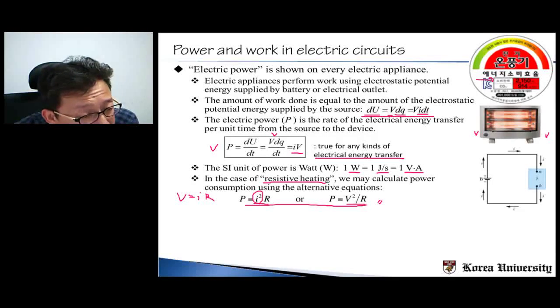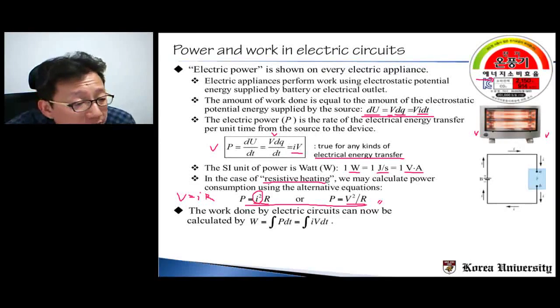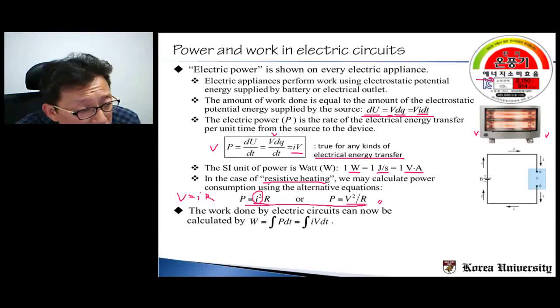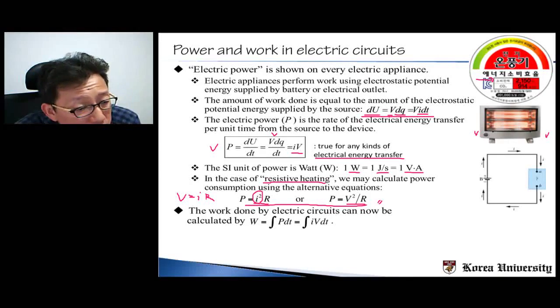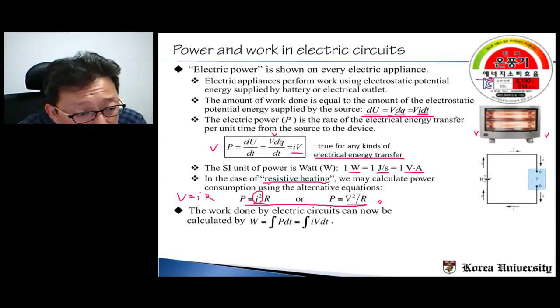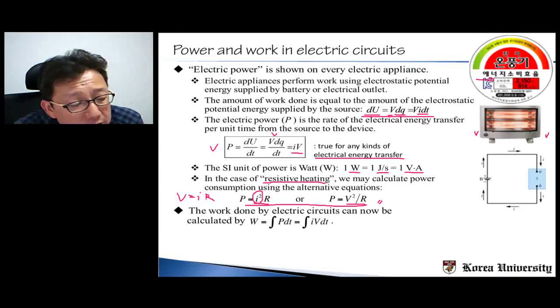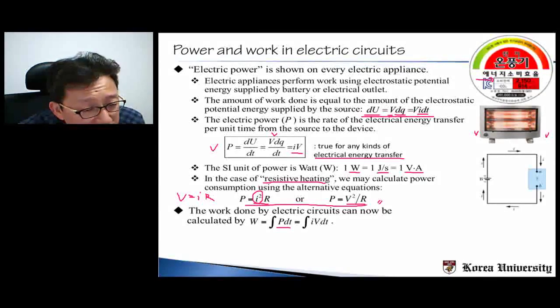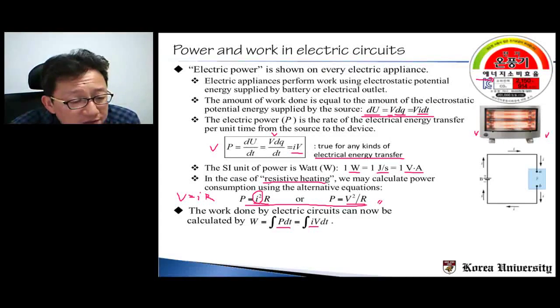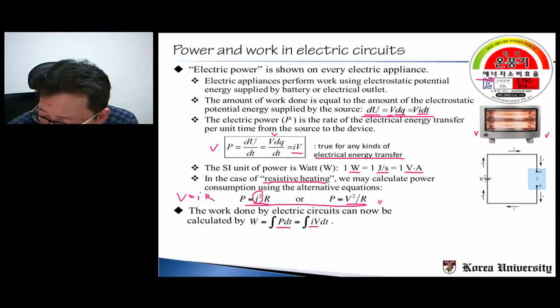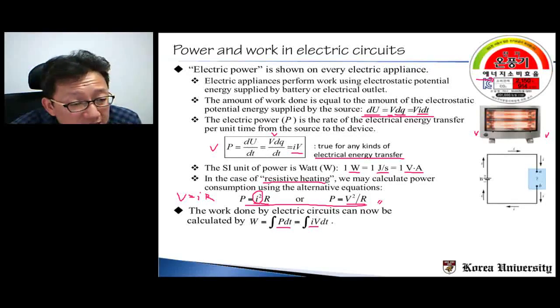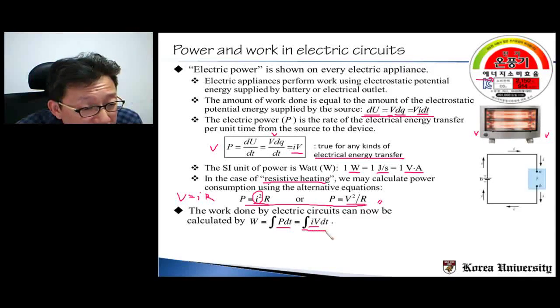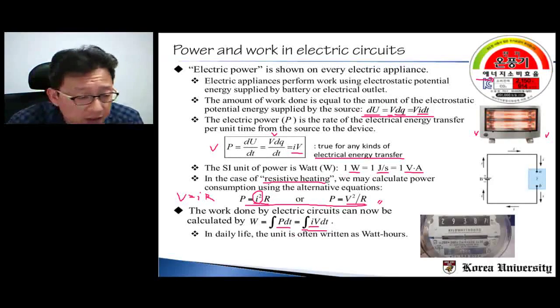Okay, and one more thing. We have calculated so far the power, which is the energy per time. So the total amount of work done over a certain period of time can be calculated by integrating power with time. And of course, P is IV. So if the current and voltage are constant, then you can simply multiply it by the period of time. But if they are not constant, then you have to perform integration. Okay, and one last word. There are many interesting things here.